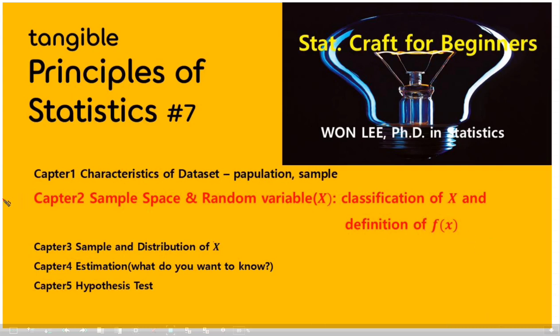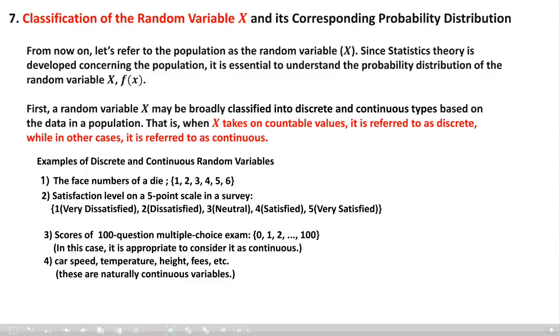Okay, let's see. Classification of random variable x and its corresponding probability distribution definition. Okay, from now on, we refer to population as a random variable x. What is x? X is like a function from sample space to real numbers, say population. Okay?